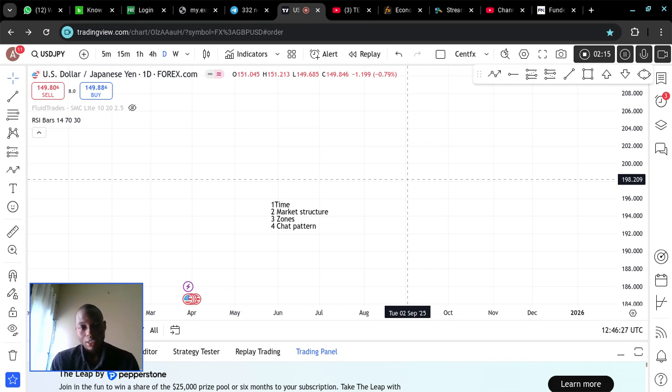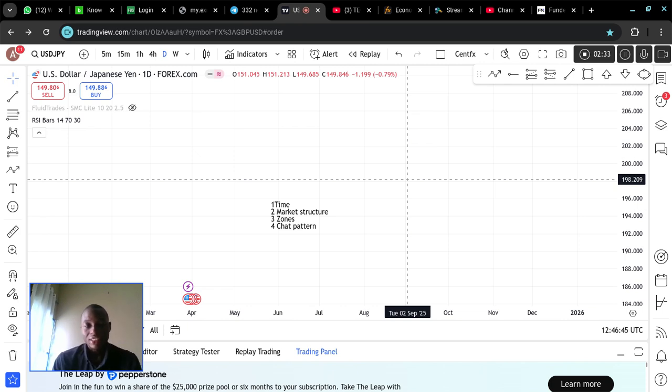So the next one is zone. Why is zone so important? Zone is so important in the market. Why? Because it helps you to know where you're going to buy or where you're going to sell. The market says sell from resistance and then buy from support. So these are your zones. Zones are your support and resistance.